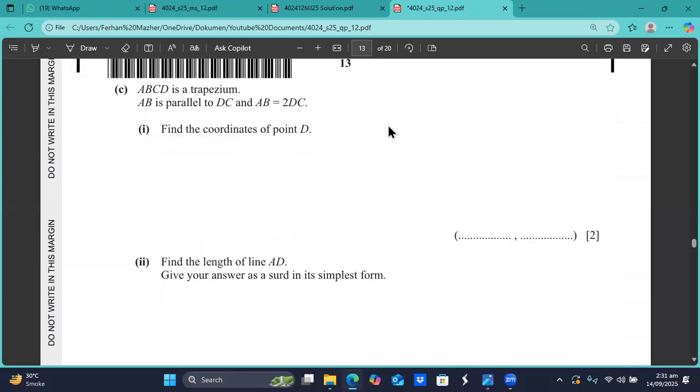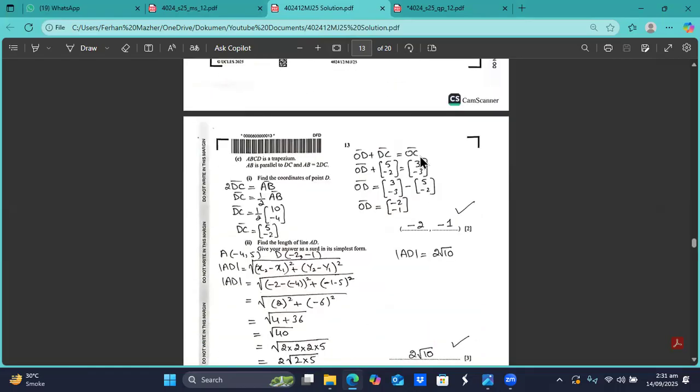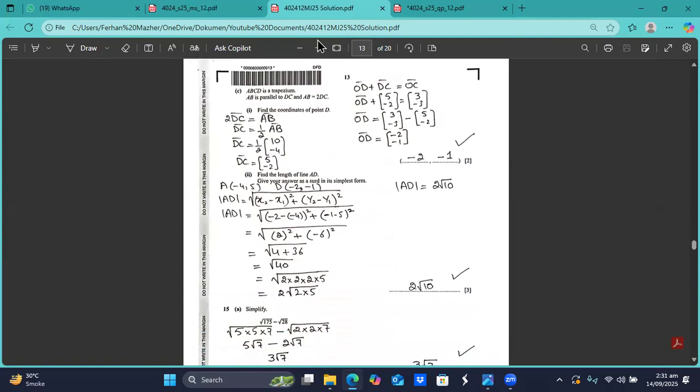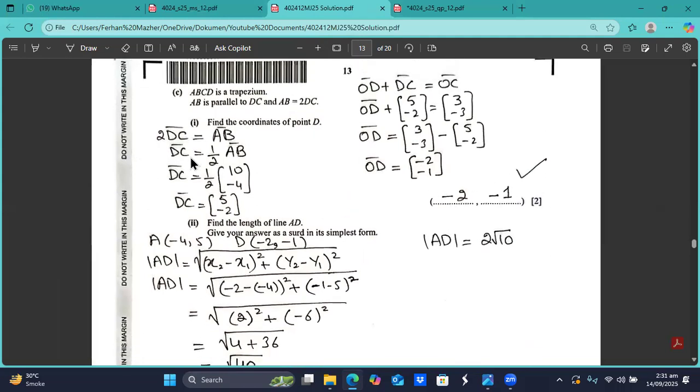Because AB is 2 times the DC, from there I can find out the DC. DC will be half of the AB. We already found the AB column vector in the first part. AB column vector is 10, -4. Okay, so 2 DC is equal to AB. This is given in the question here. DC will be equal to half of the AB. The AB column vector was given to us, we found it in the first part actually. And so 1 by 2 will multiply with both of them. So you will have 5 and -2.